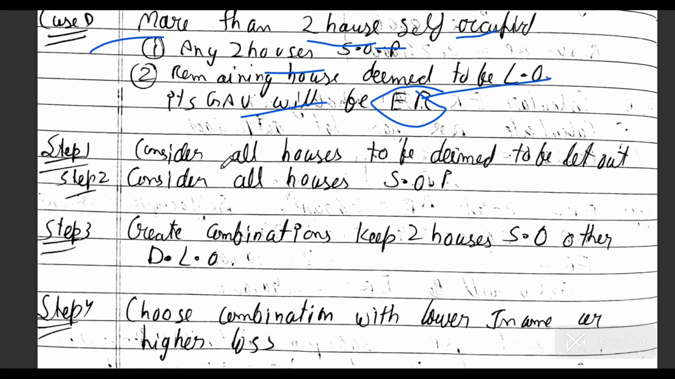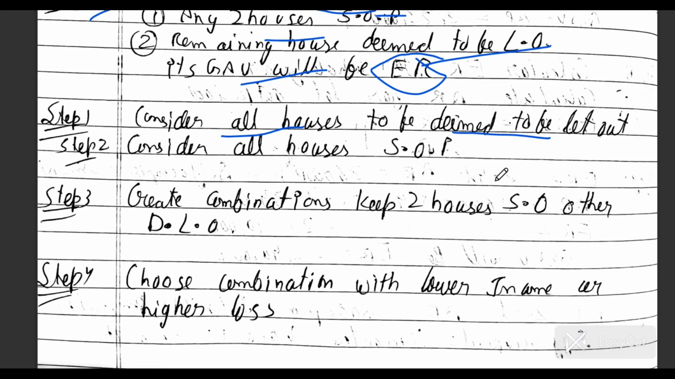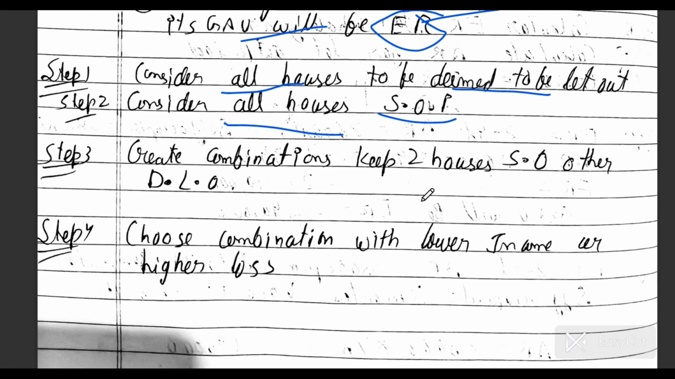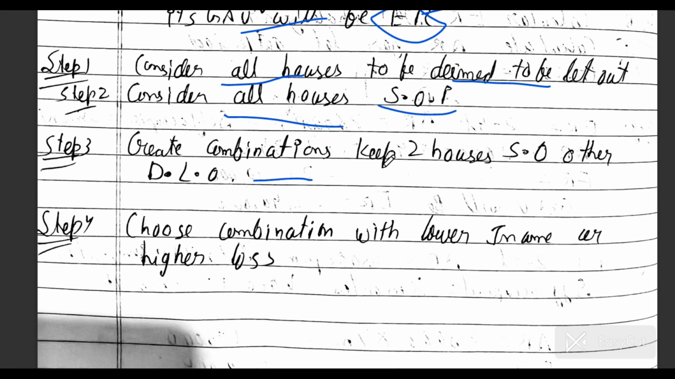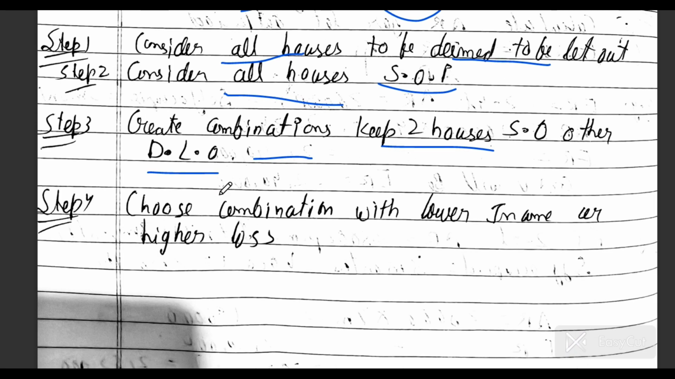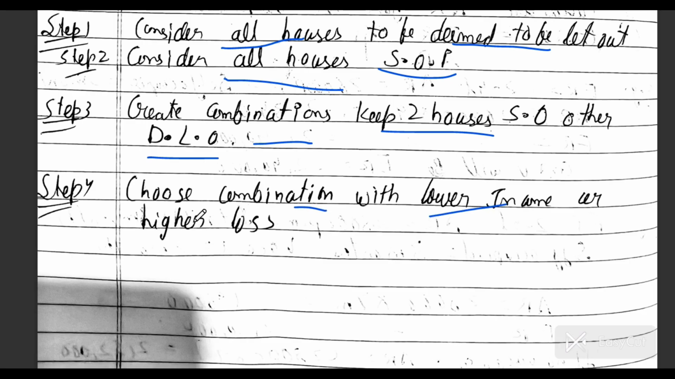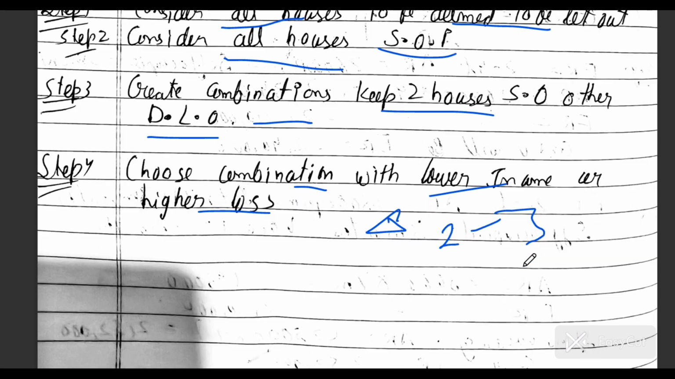So how will you calculate? Consider all houses to be deemed let out, take every expected rent, and then consider which is the lowest expected rent, and consider those houses as SOP. Then you have to determine which SOP is giving us less loss from house property. Then create a combination of 2 houses where you keep 2 houses as self-occupied property and the rest are all deemed let out. You have to choose the best combination, lower income or higher loss. This is the most important adjustment. It is better that you solve 2 to 3 questions on this point.